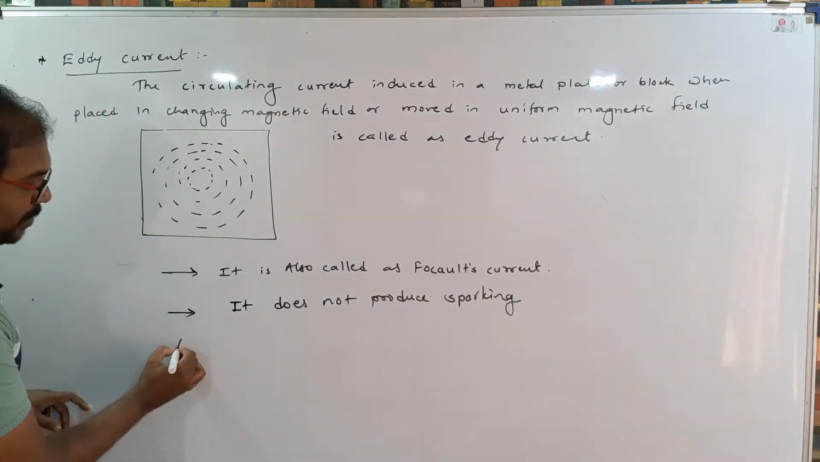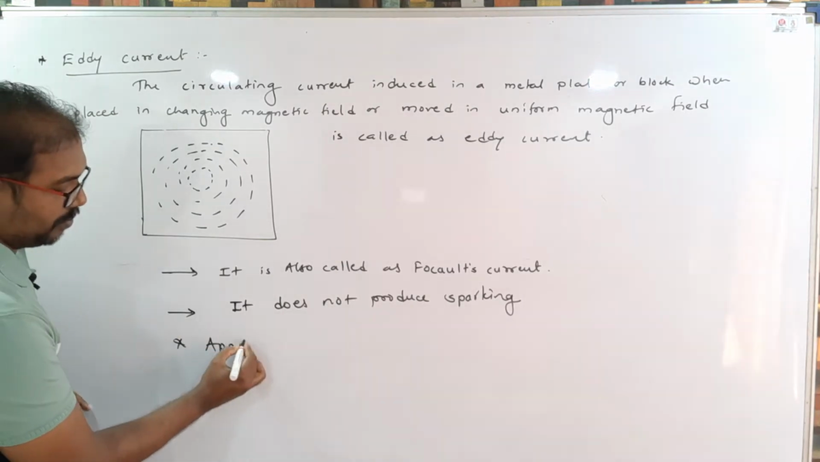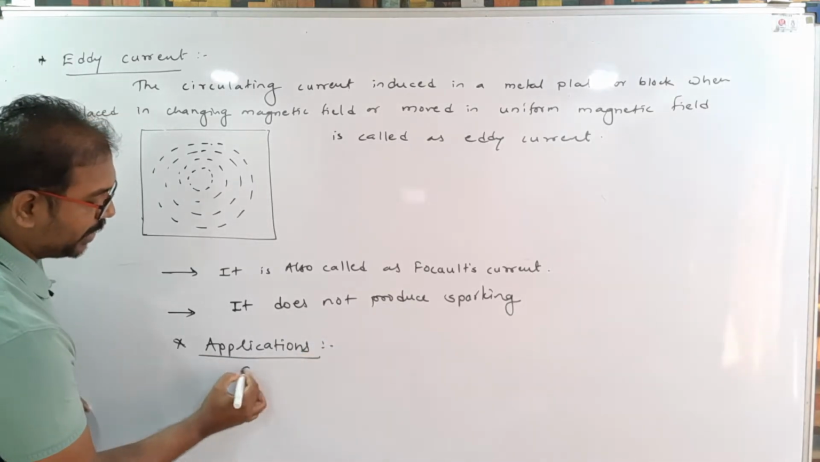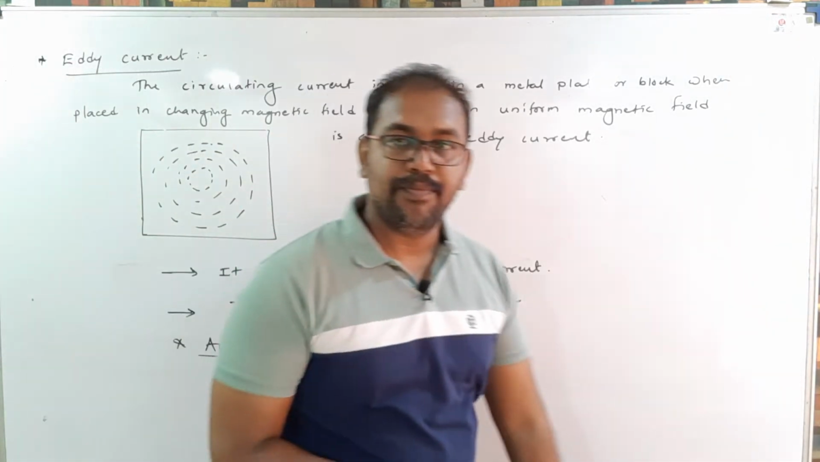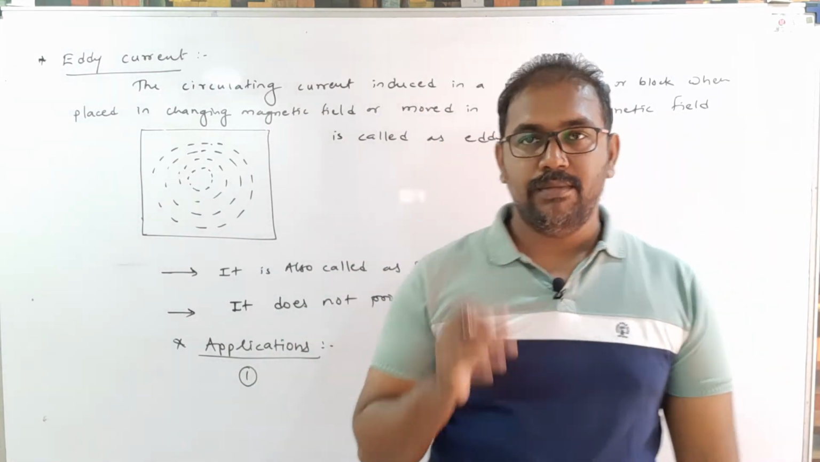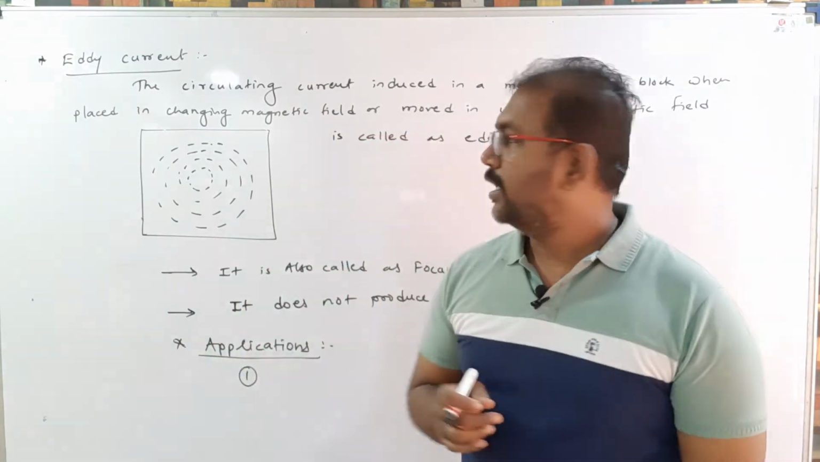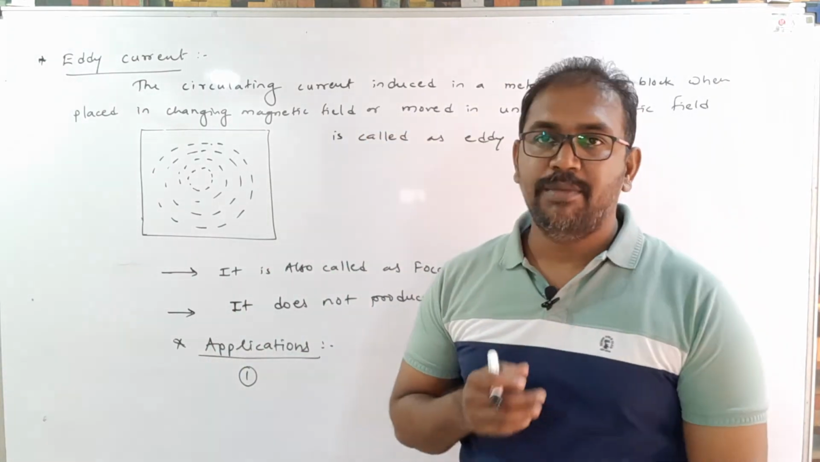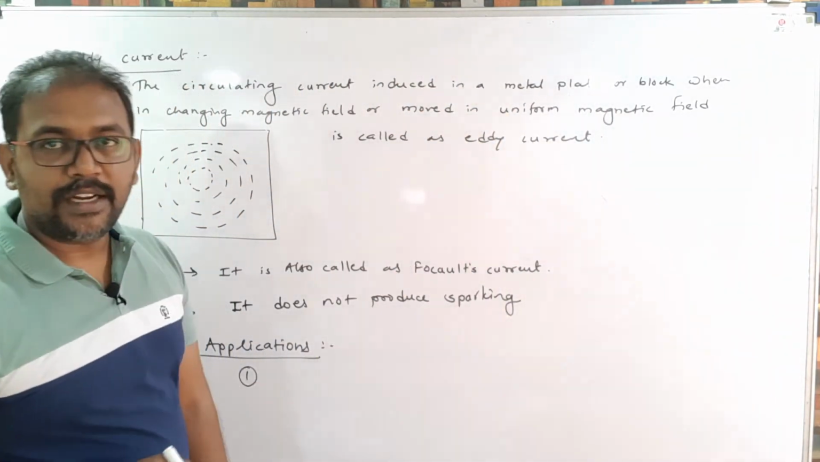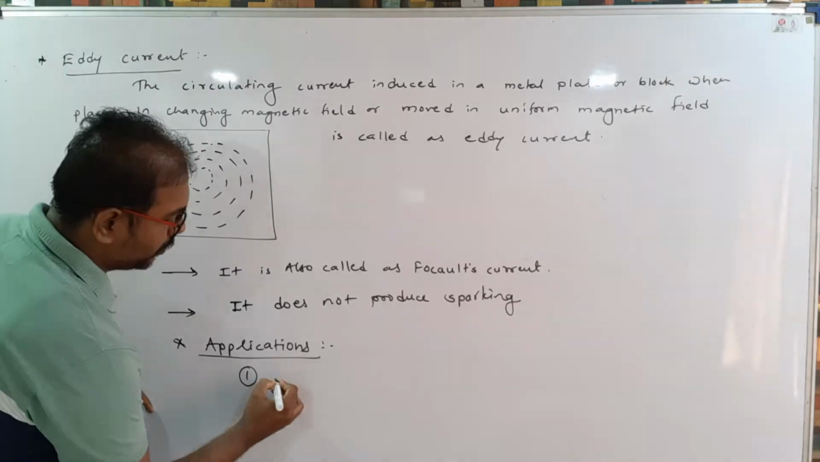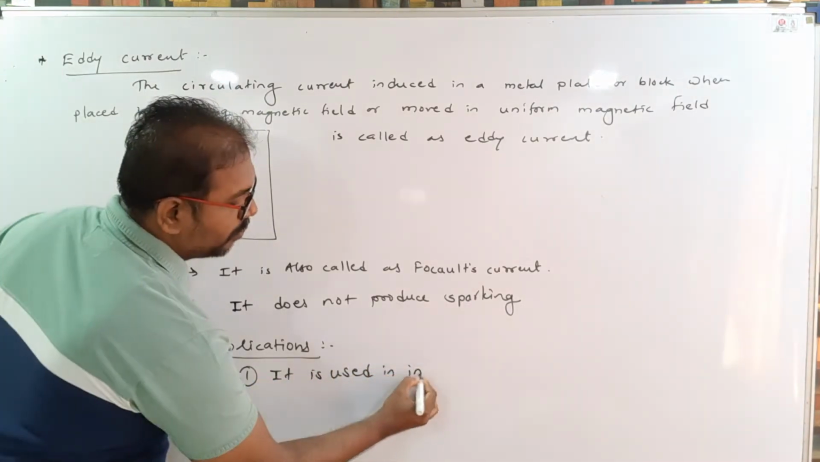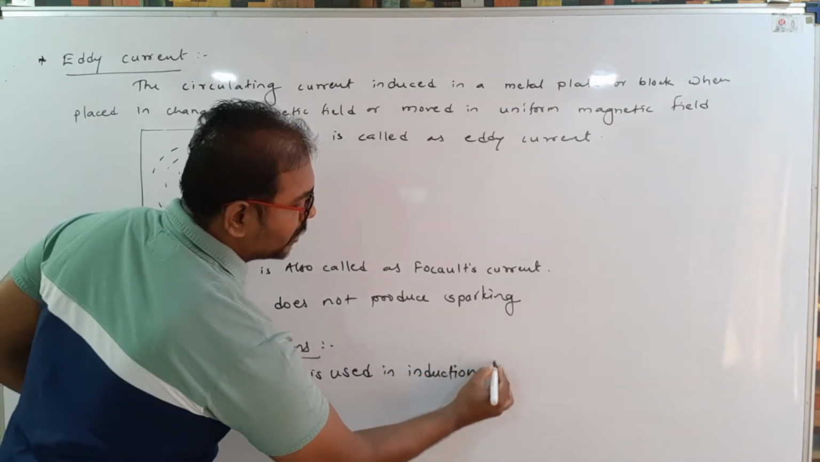Then we have to learn some applications of eddy current. Where can we use eddy current? The first application: eddy current is used in an induction furnace to melt metal. How can we melt metal? When eddy current is produced in a metal, the metal gets heated. Therefore we can use eddy current to melt metal in an induction furnace.